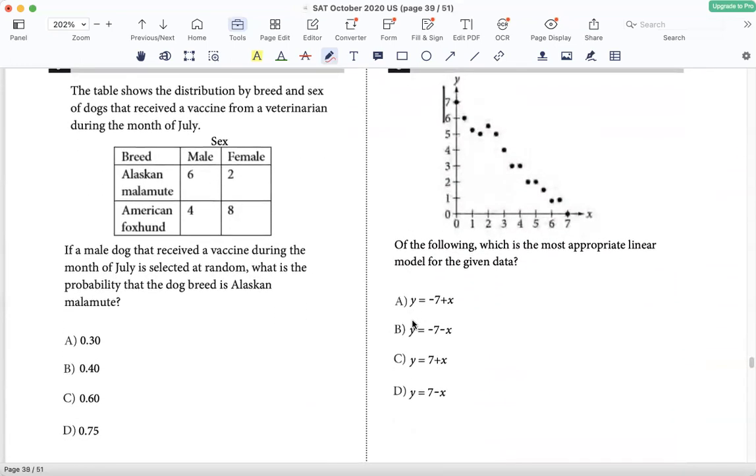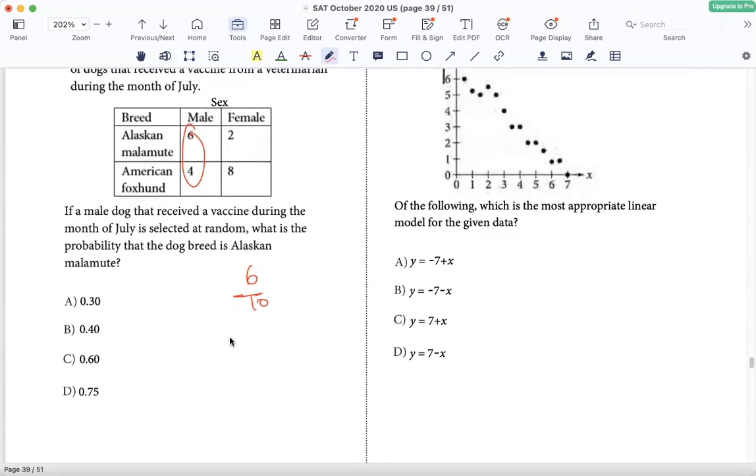The table shows the distribution by breed and sex of dogs that received a vaccine from a veterinarian during the month of July. If a male dog that received a vaccine during the month of July is selected at random, what is the probability that the dog breed is Alaskan Malamute? So male dog, total number of male dogs is 10, of which Alaskan Malamute is 6. So that's 0.6.